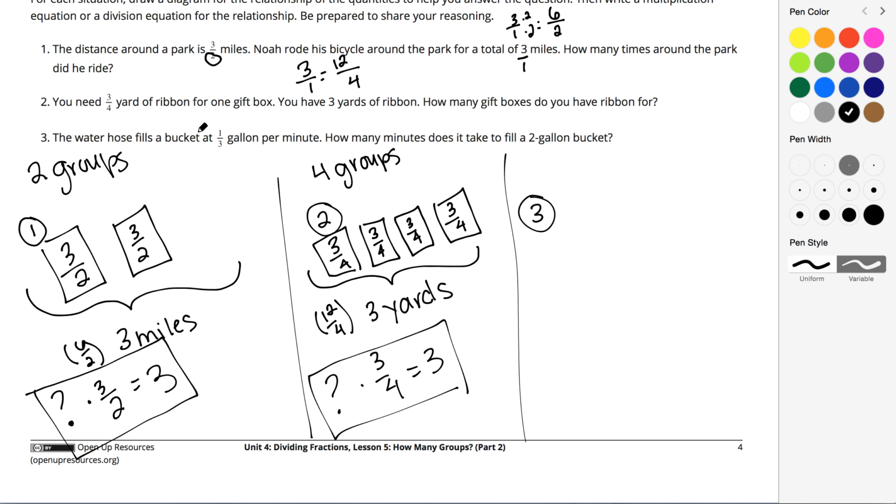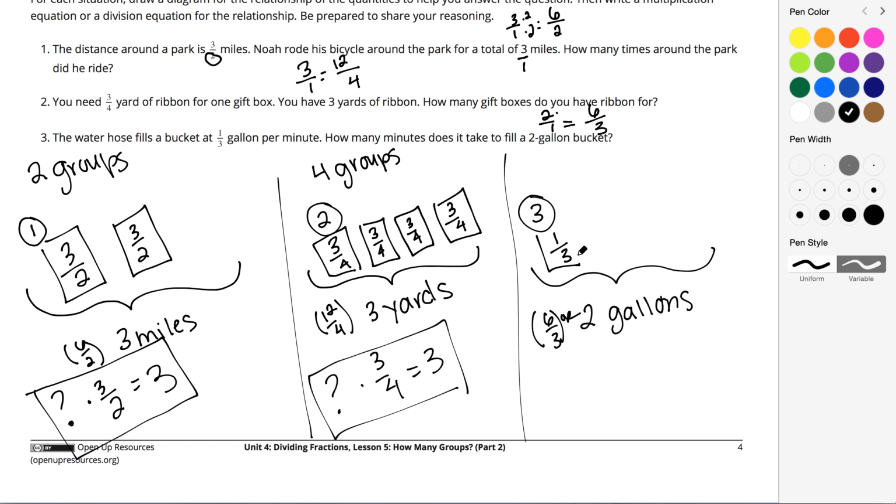The water hose fills a bucket at 1/3 gallon per minute. How many minutes does it take to fill 2 gallons? Now see, I have a total of 2. And I want each piece to be the size of 1/3. But this is 2/1. I want to put a 3 underneath it so I can compare. So I'm going to multiply by 3. I get 6/3.